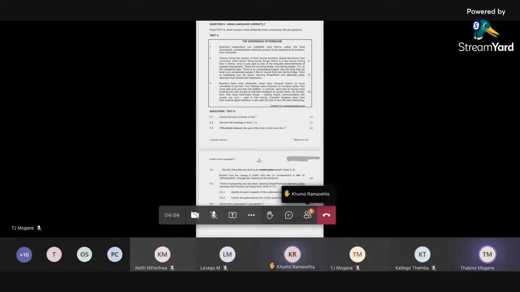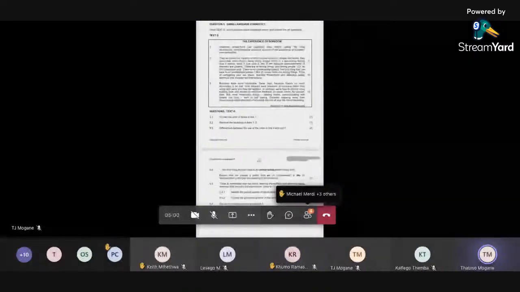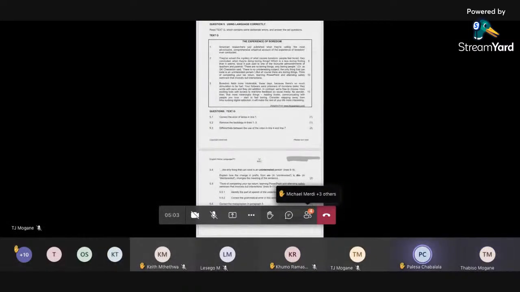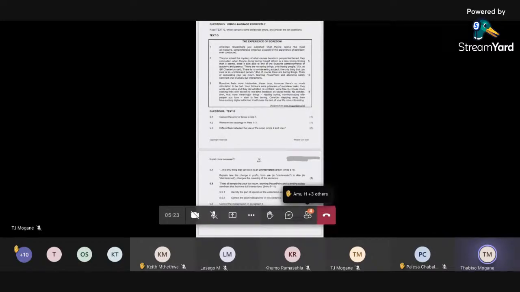Doesn't change the tense. American researchers just published what they called. Wait. You are going in the same direction as the last speaker. Guys, you need to first check where the error of tense is. So the tense error here is with the word published. Now, let's work on fixing that.